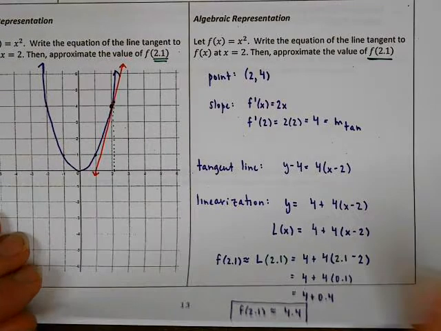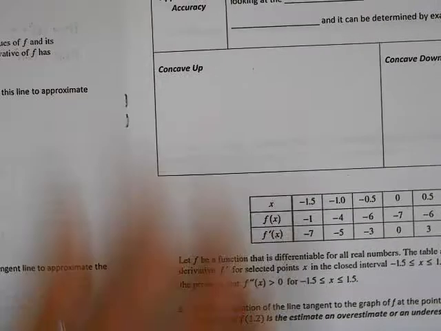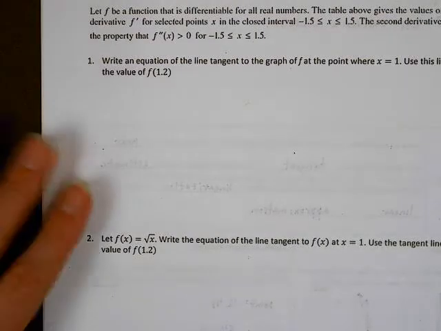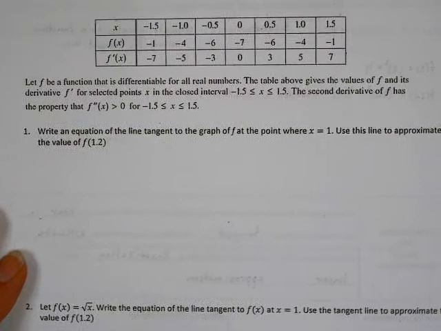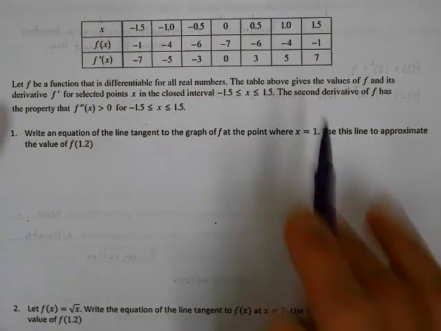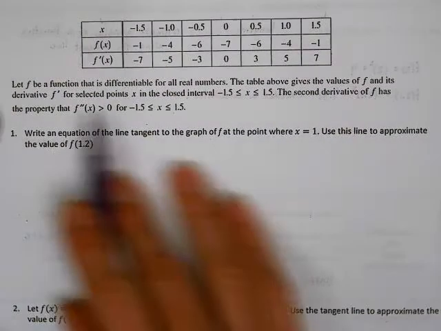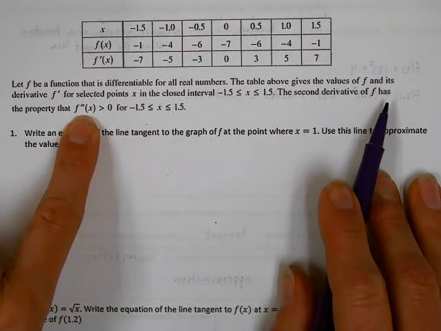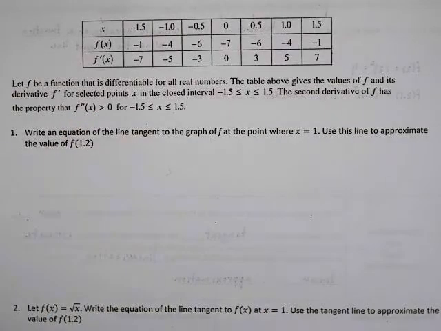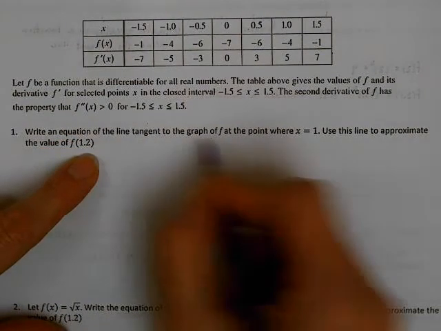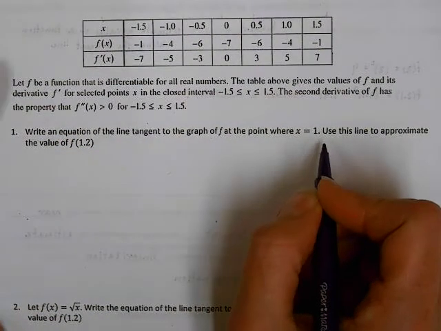All right, let's go ahead and flip. We're going to look at another problem. In this case, we're given a table. So it says f is a function that's differentiable for all real numbers, so the derivative is defined at all points on the interval. It says the table gives the values of f and its derivative f prime, and the second derivative of f has the property that f double prime of x is greater than 0 on the interval. All right, so we're going to write an equation of the line tangent to the graph of f at the point where x equals 1.